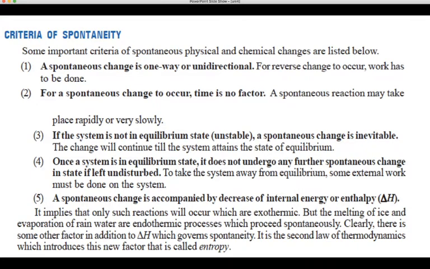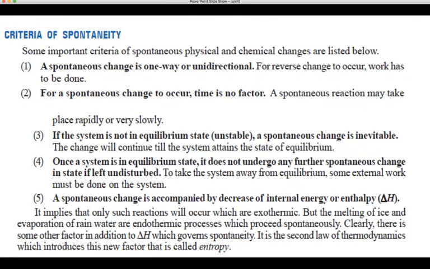What are the criteria which lead to spontaneity? Some important criteria are involved; there are physical and chemical changes which are involved in the spontaneous process. The first criterion is spontaneous change. What is spontaneous change? A spontaneous change is one way or unidirectional. It is always one directional. It is not reversible. For a reverse change you require work, or you have to give some energy. So most spontaneous processes are one way or unidirectional.